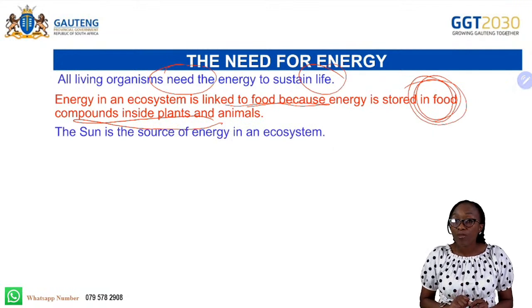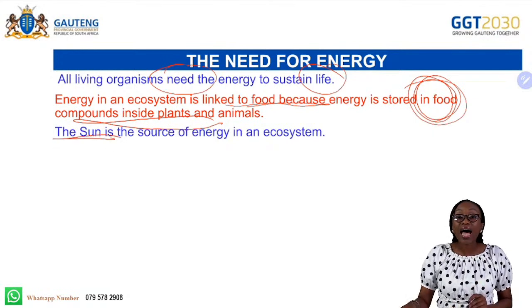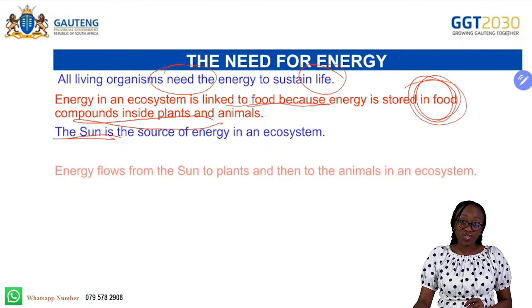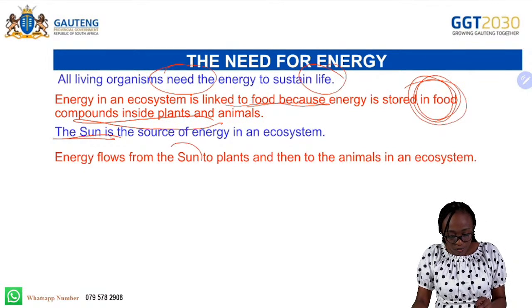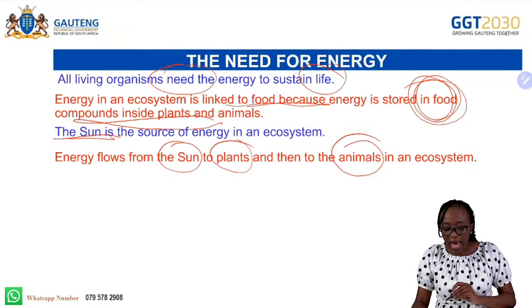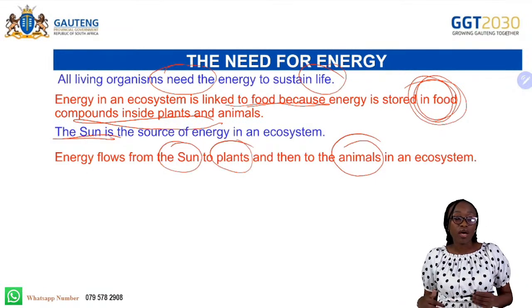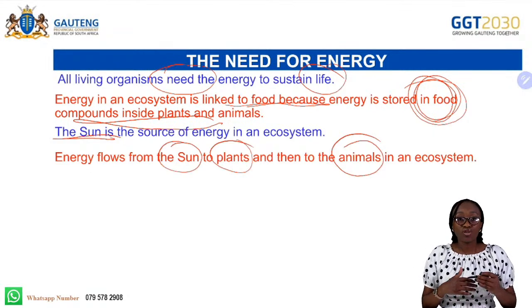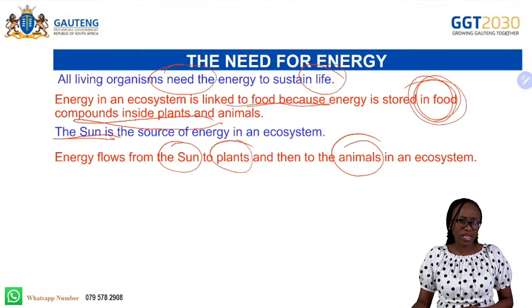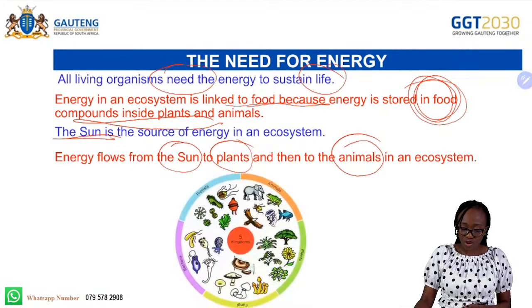And what is our main source of energy? The main source of energy is the sun. So the sun is the main source of energy in an ecosystem. Energy flows from the sun to plants, then to the animals in an ecosystem. So there is a flow of energy between plants and animals, and an interdependency between your plants and your animals.